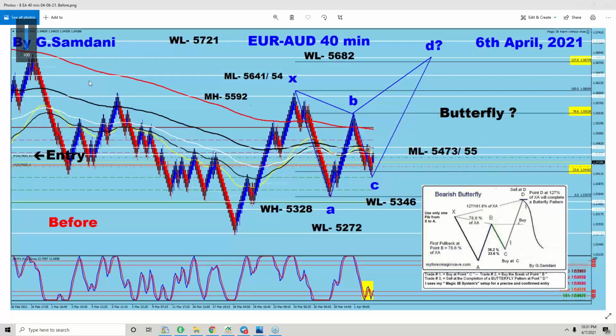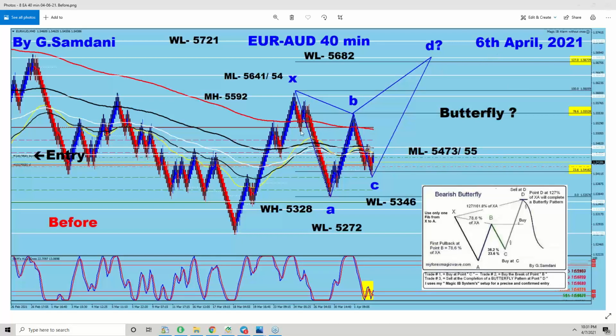Making this a small video about the EUR-AUD 40-minute chart trade setup and the update. So let's get started here. This is the chart I made on the 6th. The date is here, the 6th April, which is yesterday. Today is 7th.